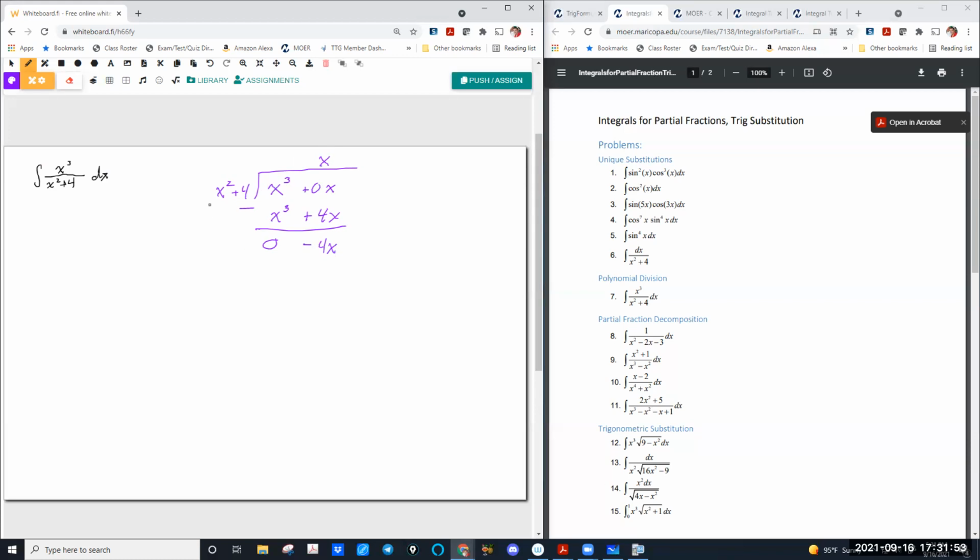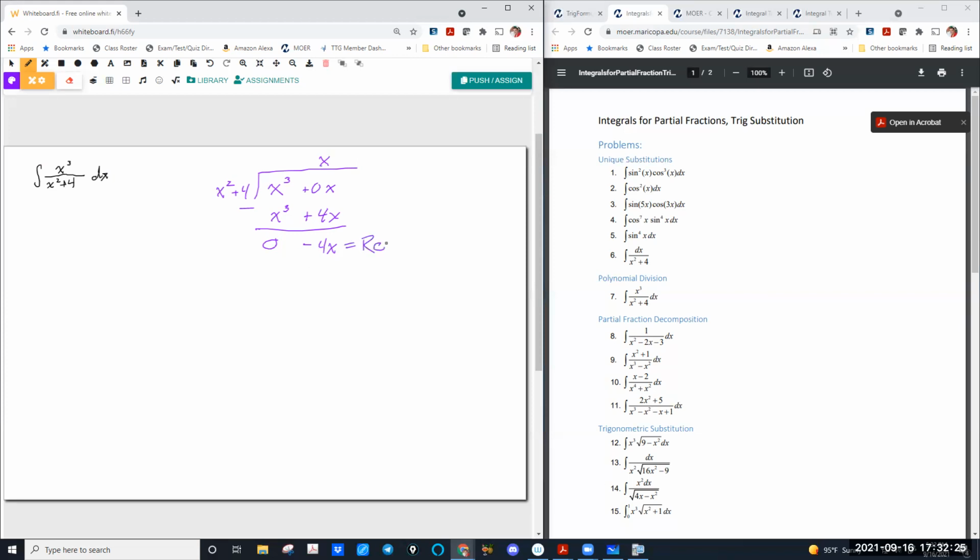Okay. Next you say, okay, is there any whole multiple of x, any integer power of x? Well, we already did x, so the only thing left to do next would be a whole number. But there's no whole number I can multiply x squared plus 4 by to get negative 4x to cancel. Yes, we could multiply by 1 over x, but we don't want to do that. We only want to keep this a polynomial. So we've gone as far as we can.